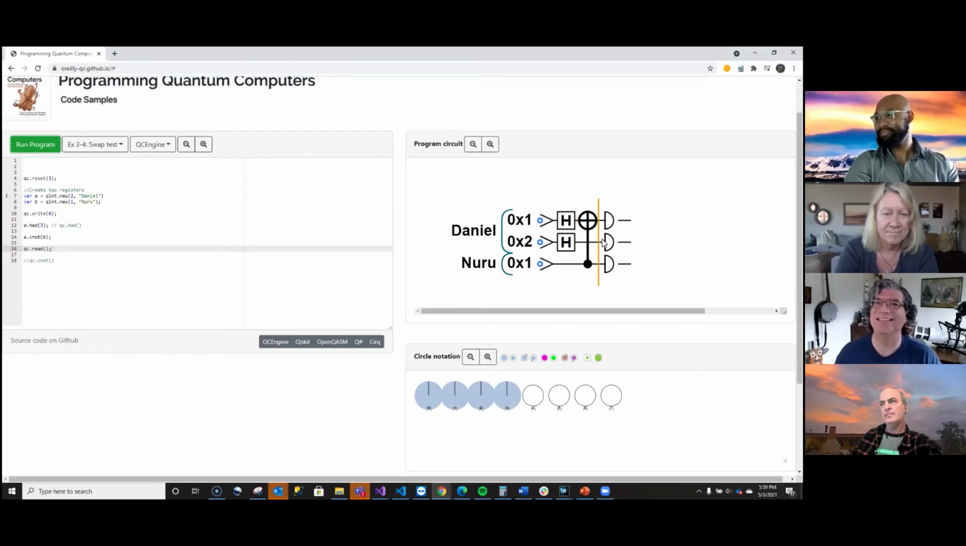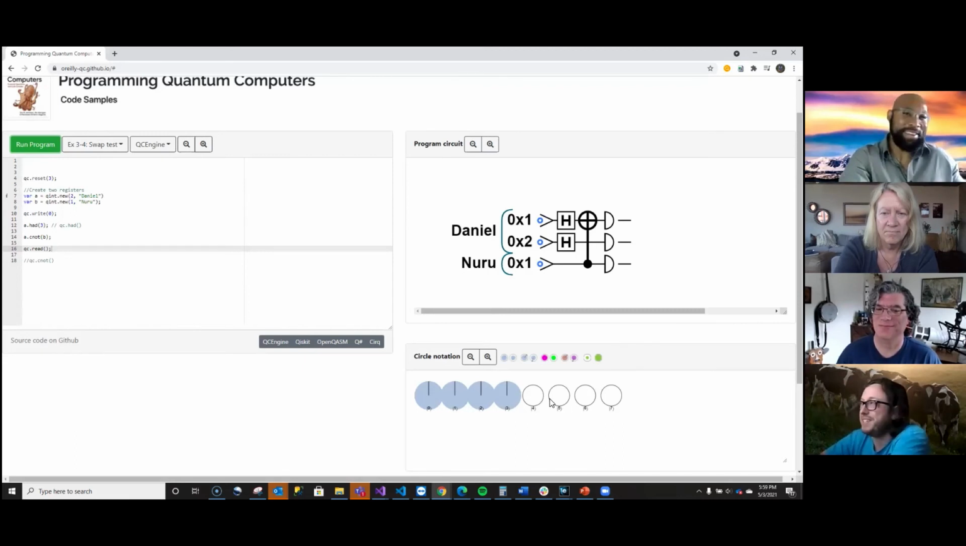Exactly. So basically, nothing is happening here. Well, I don't think that's fair to say nothing's happening. Something is happening, but not very obvious, because yes, it's in superposition. Now let's do something else.